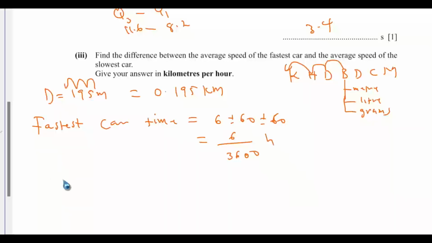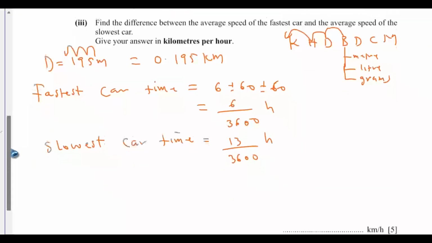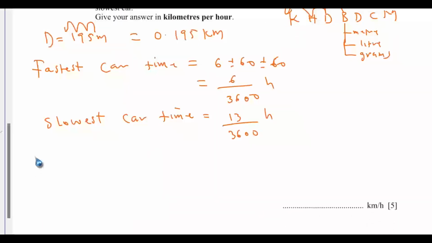So the same thing, the slowest car time will be equal to 13 over 3600 hours. Since we have this now, we can now get the average speed. The average speed will be total distance over total time taken.